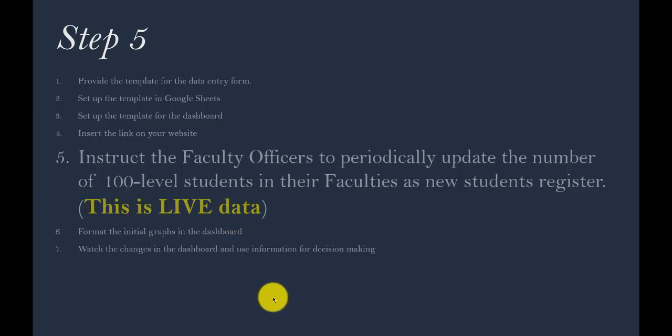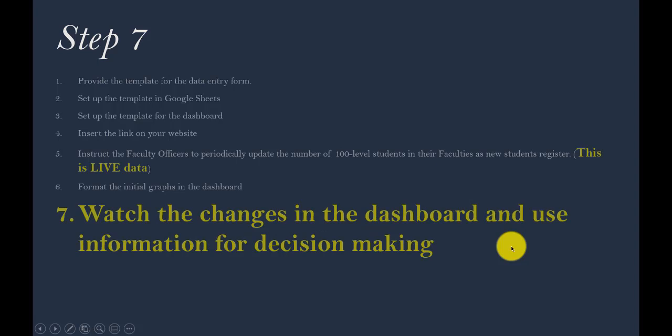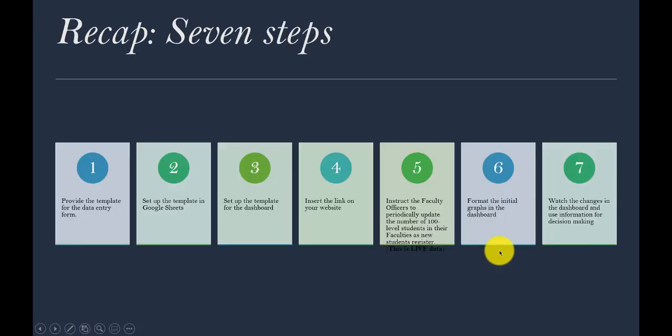Yeah, so we've done step 5 of 7. What are the remaining steps? You will see that we have actually done the remaining steps as we plodded along. We formatted the initial graphs in the dashboard, and we watched how the changes were being reflected in the dashboard and how we use the information for decision making. That brings us to the end of the 7 steps. To recap, step 1, provide a template, and it goes on to step number 7.